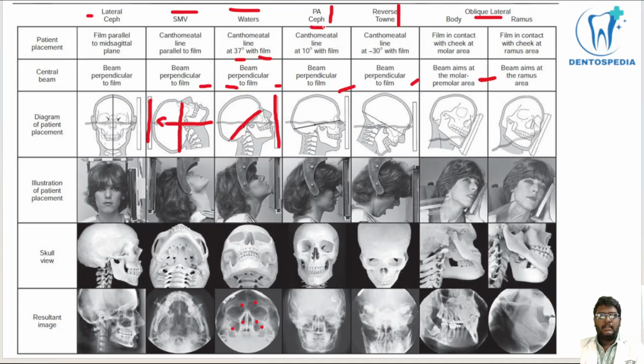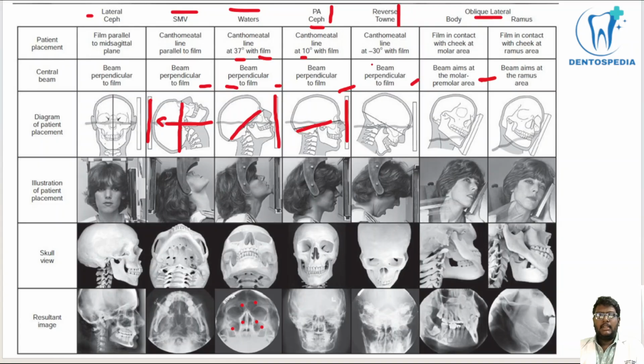Okay, that is posterior anterior cephalogram. In this technique, the film is placed in such a way that it makes 10 degrees to the canthomeatal line. So this is the film, and this is the canthomeatal line. Okay, and it makes 10 degrees with the canthomeatal line. And the beam is always perpendicular to the film in this technique, and this is how we position the patient. Okay, and this will be the skull view, and this is the final radiographic image.